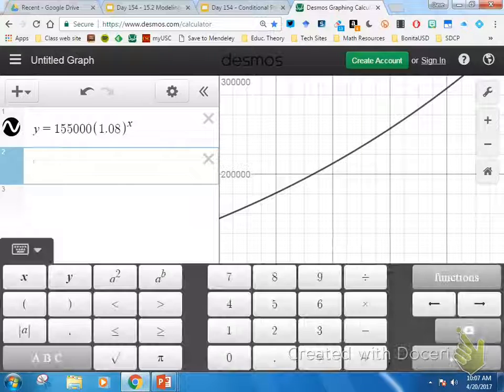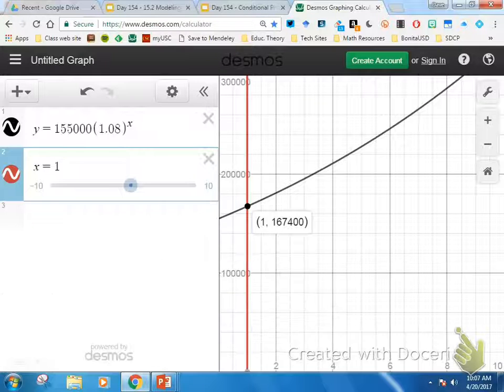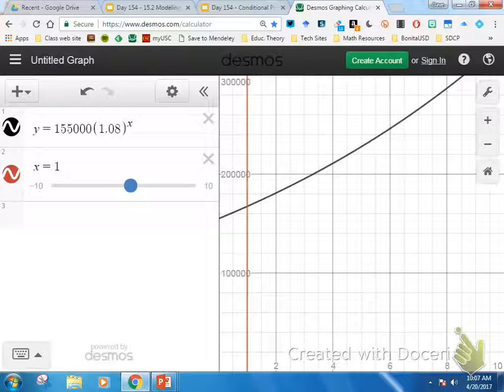So I could figure out any year. Let's say in 1 year, how much money will she start making? So x equals 1. Look at that. Remember what I taught you yesterday or 2 days ago? It's where the lines cross. In 1 year, she'll be making 167,400.